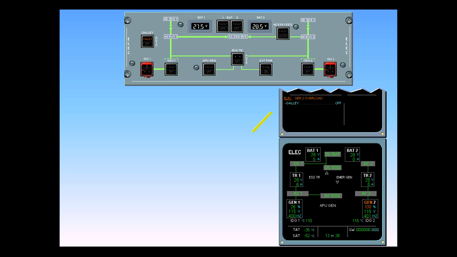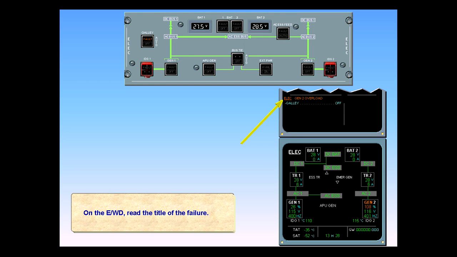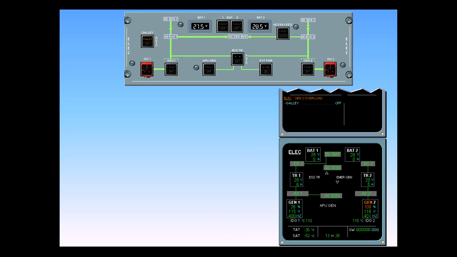On the engine warning display, read the title of the failure. Observe generator and load indications in amber on the ECAM electric page, indicating that the load is abnormal. Galley fault light illuminated on the electrical panel, helping you to locate the proper switch. The galley will be switched off to reduce the load.